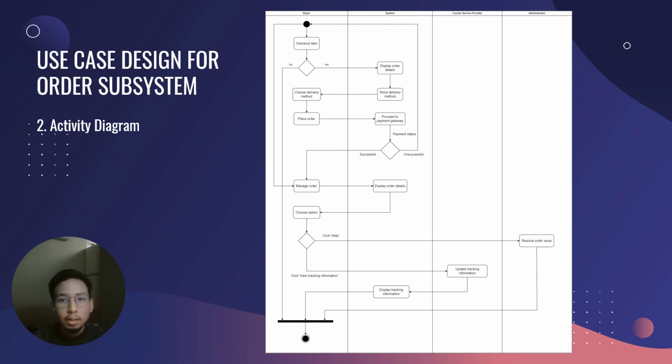If the user clicks the manage order button, the system will display the order details and the user is given the option to get help or view the tracking information of that order. The system then displays the output based on the user's input and the process is finished.